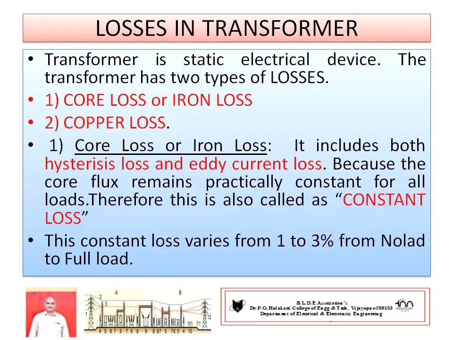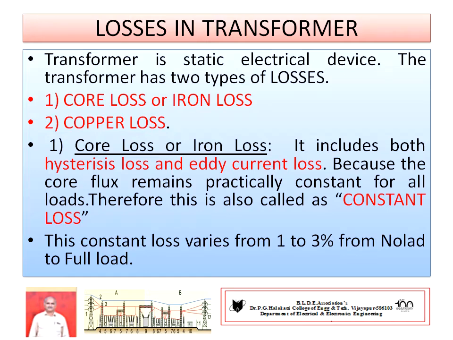It is a well known fact that a transformer is a static electrical device. Hence, a transformer is free from rotational losses, that is, frictional and windage losses. So, two types of losses occur in a transformer. Number one, iron loss, also referred to as core loss. Number two, copper loss.